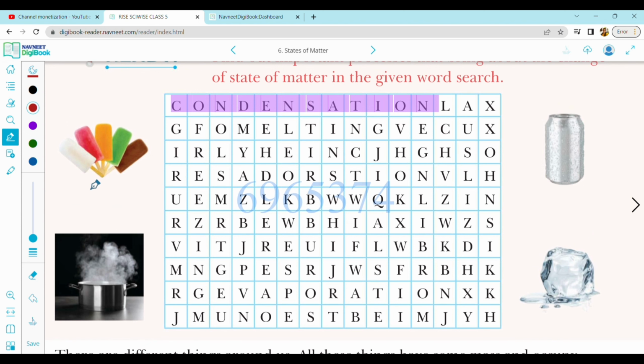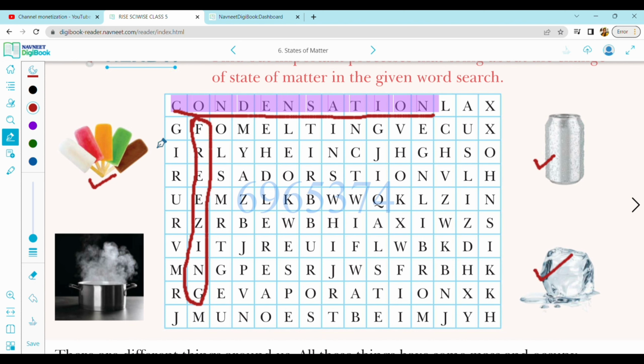So the first hint is of freezing. So we have to find the word freezing over here. So this is the word freezing. Next is condensation. It is already highlighted over here, condensation. Next phenomenon is melting. Here we can find melting. Evaporation. Here is the word evaporation.